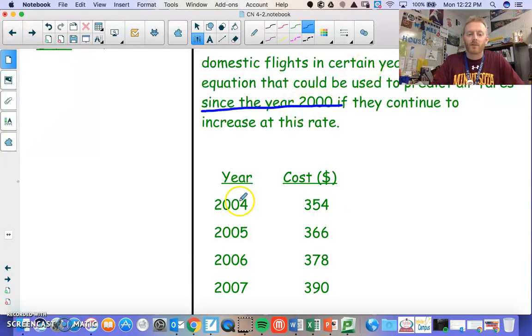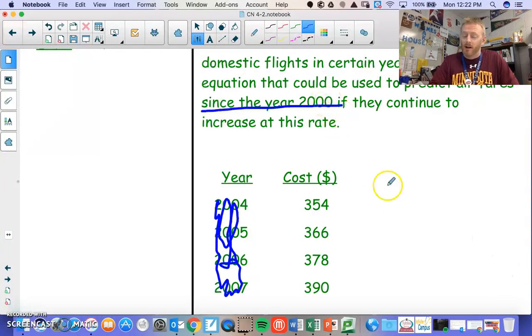Since the year 2000, that's 4 years, 5 years, 6 years, 7 years. So these big numbers kind of change into just being like that. Okay, since the year 2000. All right, so this is my y values. These are my x values. So the change of y was going down 12, or just 12, and the change of x is 1. So my m is equal to 12.